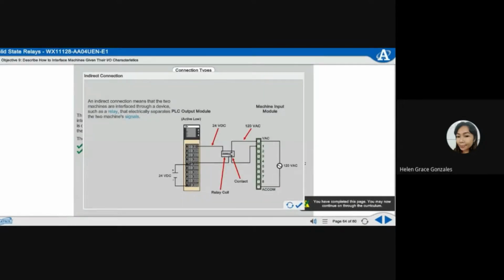An indirect connection means that the two machines are interfaced through a device, such as a relay, that electrically separates the two machine signals. An indirect connection is used if the outputs and inputs of the two machines are not compatible.